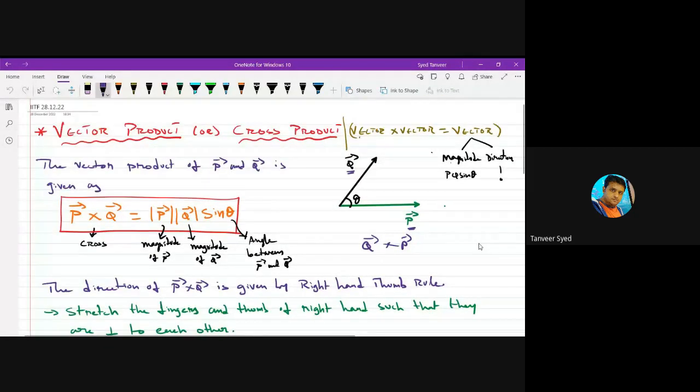Okay, here, direction of P cross Q in our example. Direction of P cross Q.